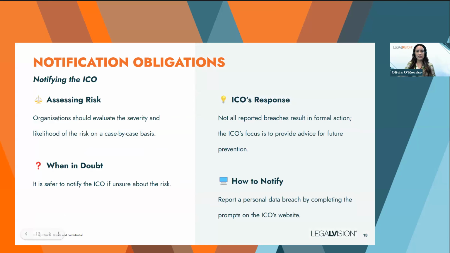So the ICO advises organisations to consider the severity and likelihood of the risk when making this assessment. Obviously, it's case by case, as we've just said, but when in doubt, it's often safer to notify the ICO. Not every breach reported to the ICO results in formal action. The ICO's main aim is just to provide advice and guidance to the business that's going through the data breach and to help it avoid similar situations in the future. So when in doubt, really the message is to notify the ICO.